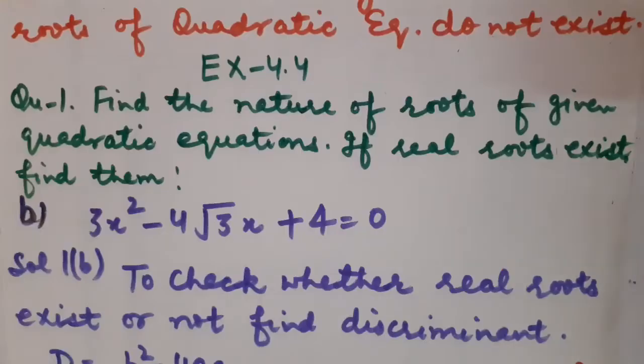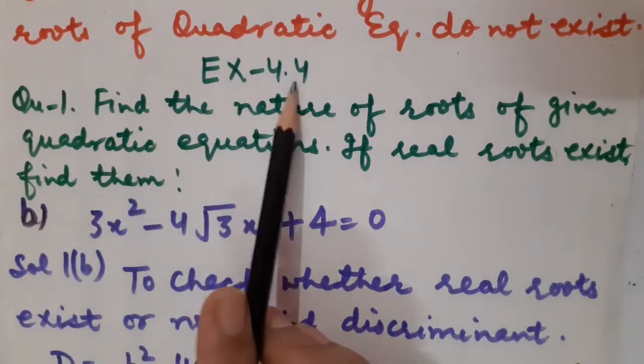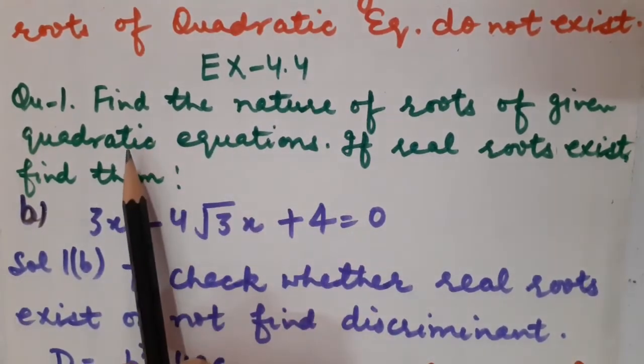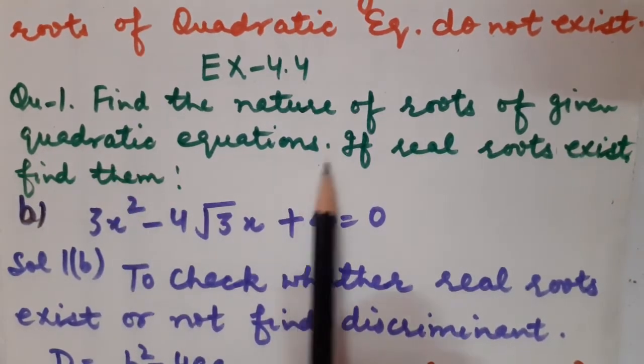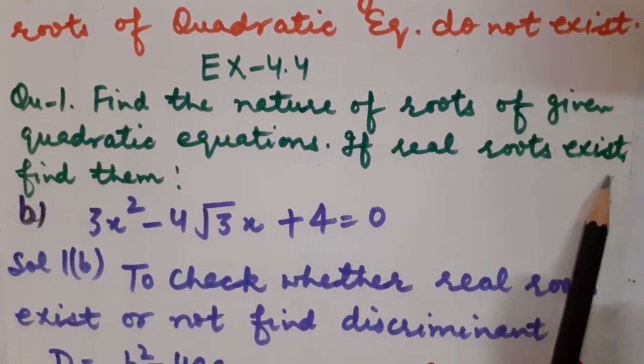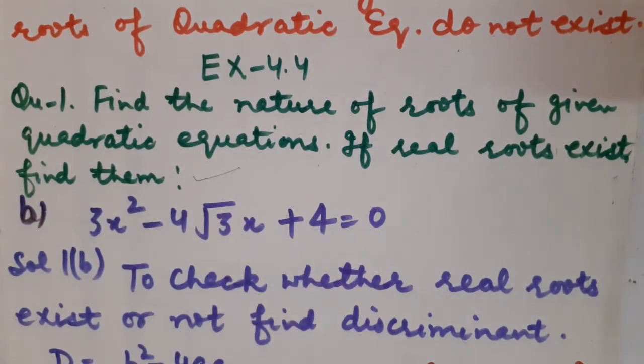To make you understand this concept, I am going to take the very first question, B part, from exercise 4.4. What does the question say? Find the nature of the roots of the given quadratic equation. If real roots exist, then you have to find them also. Children, now I have just told you the 3 conditions.